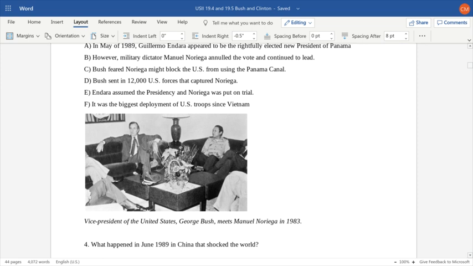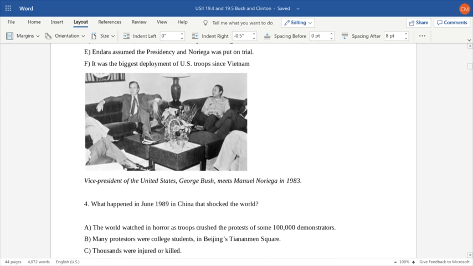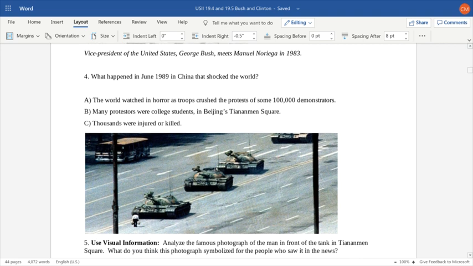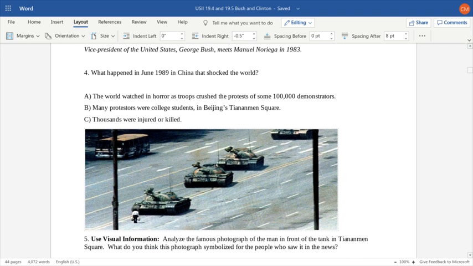Number 4, what happened in China in June 1989. That kind of shocked the world. The world watched in horror as troops crushed a protest. Over 100,000 Chinese demonstrators, many of whom were college-age students, were protesting in Beijing's Tiananmen Square. They rolled in the tanks, they opened fire, and we never really got an exact number of the people who were injured and killed. It's estimated in the thousands were killed and injured.